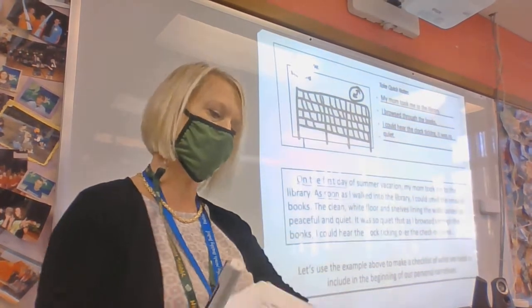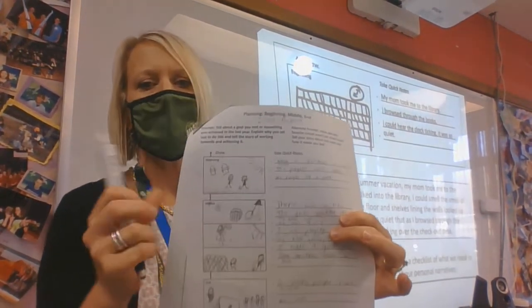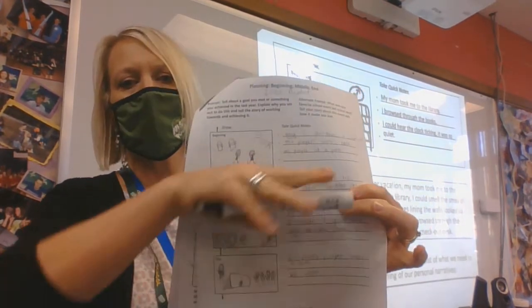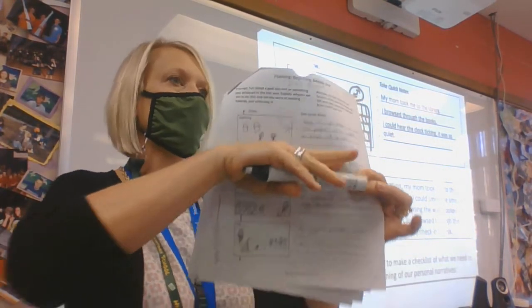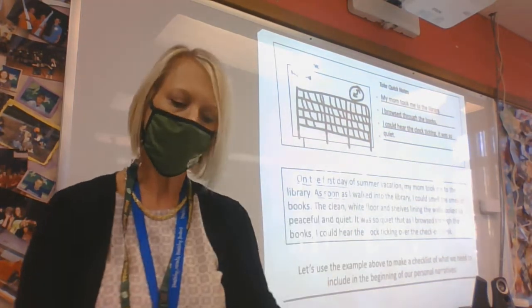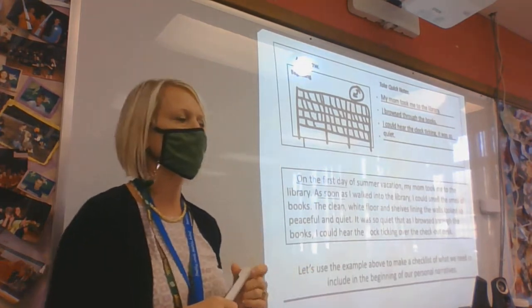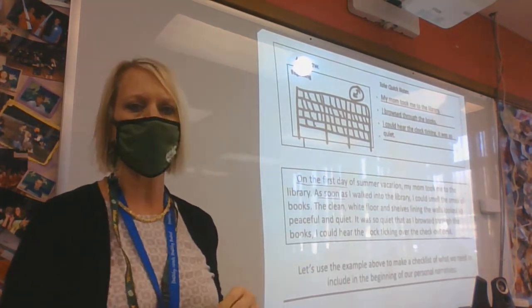So on this paper, I borrowed this because she did a very good job. On this paper, we have a beginning, middle, and end. We're only writing the beginning. None of this middle stuff today. That's next week. So Angel said, on the first day of summer vacation, my mom took me to the library.